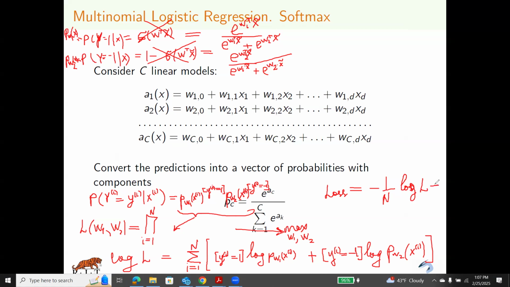And we want to minimize this because it's negative. Minimize. And this is called cross entropy loss with respect to our parameters W1 and W2.